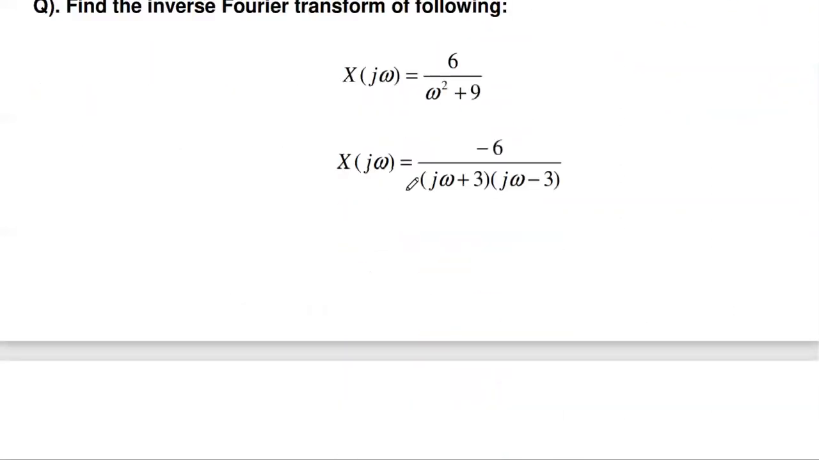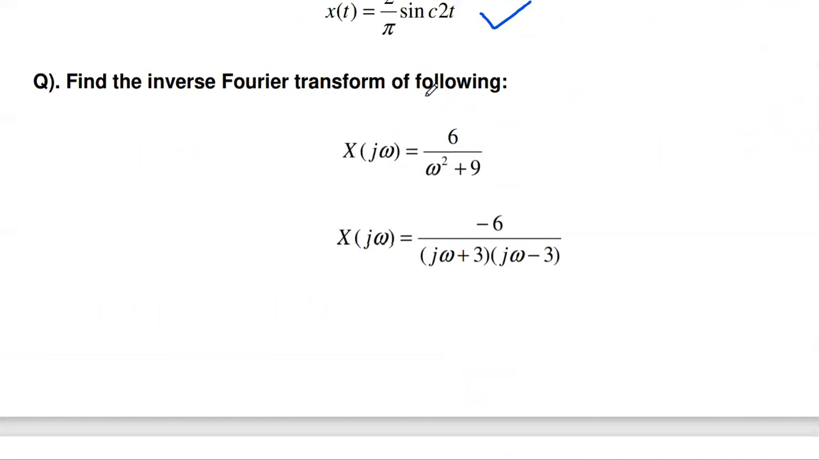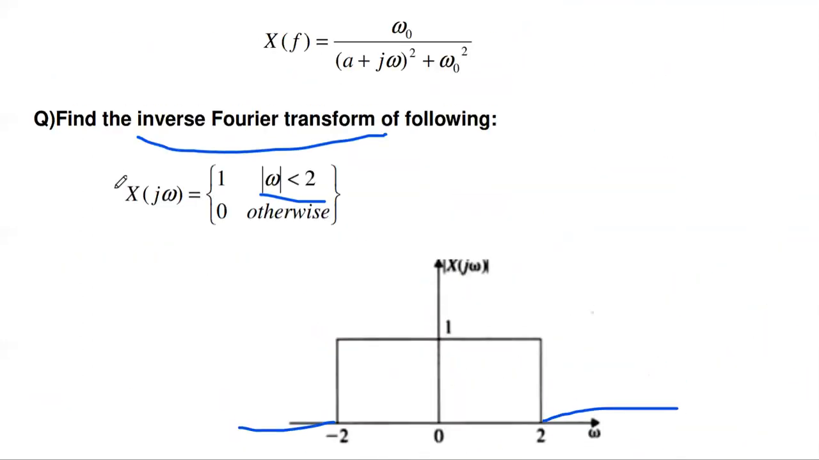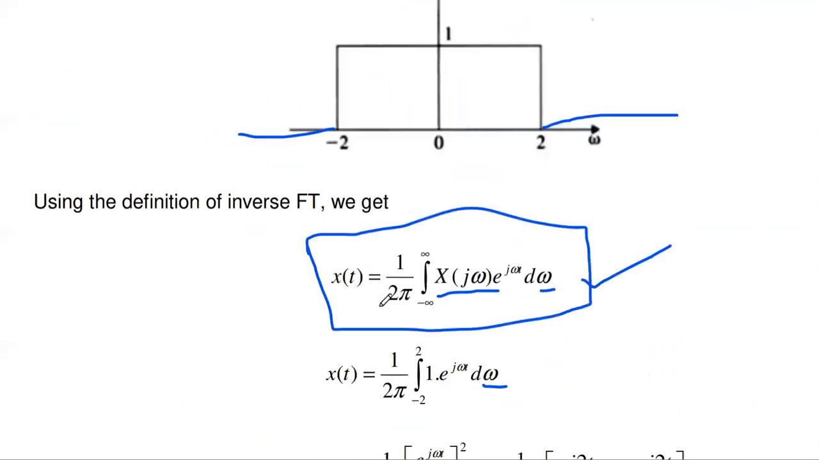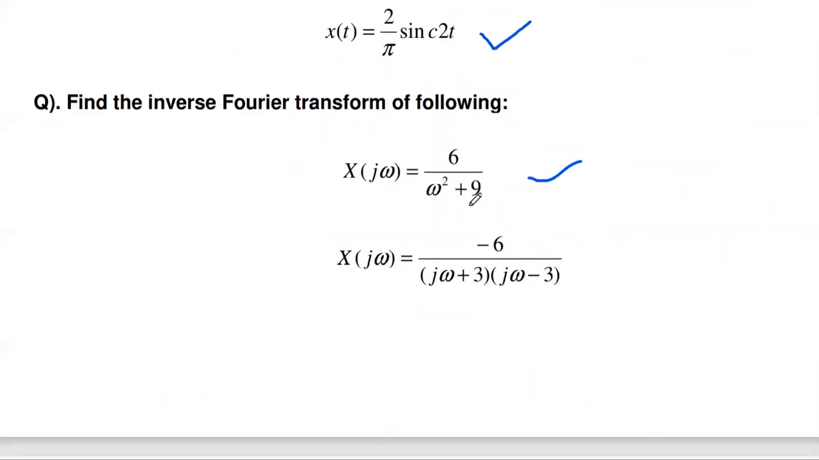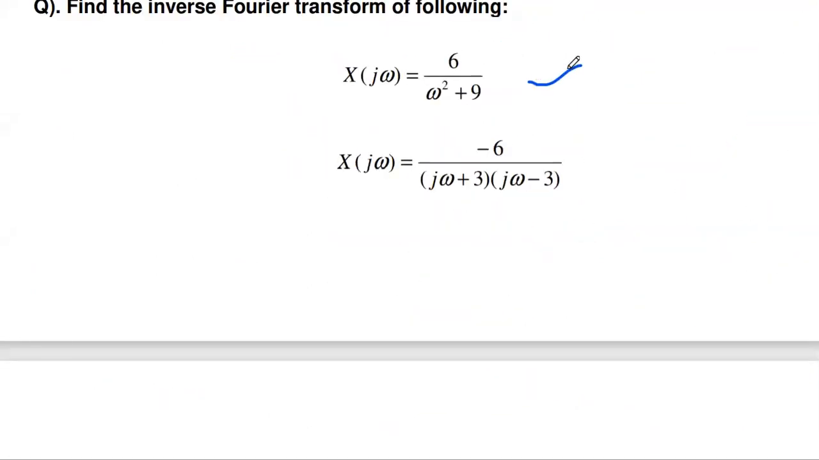And one more problem. Find the inverse Fourier transform of the following: X of j omega equal to 6 divided by omega squared plus 9. So you see this problem. What is the difference between this problem and the first problem? In the first problem, the x of j omega value is a constant for some definite frequency, modulus of omega less than 2. If the frequency is given for one finite limit, we may use this formula method.